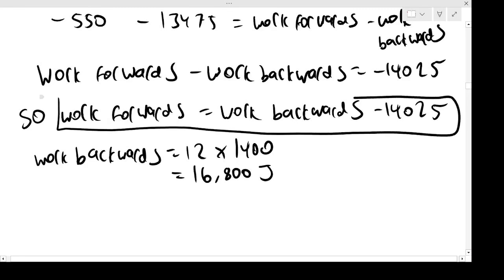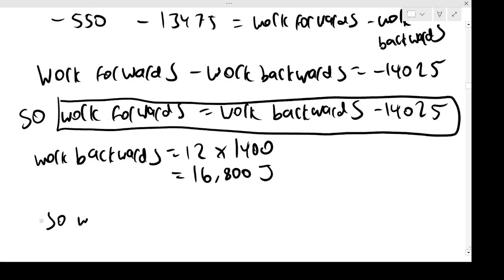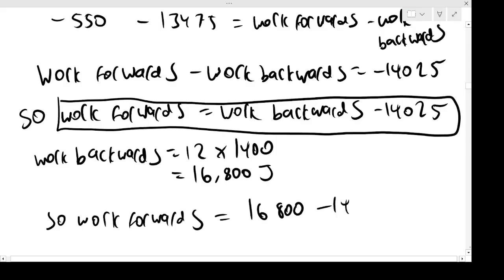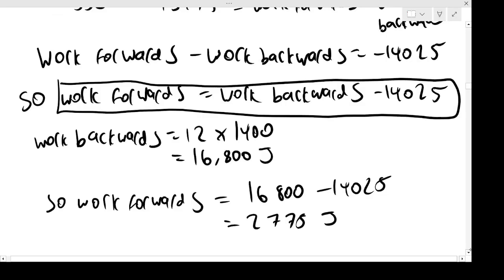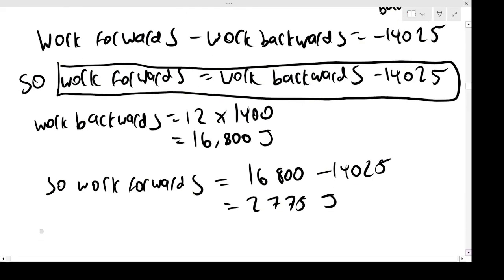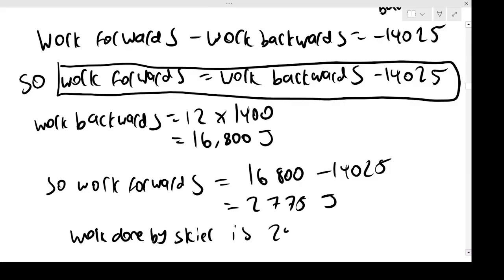So now we can simply substitute it into what we've got here. So the work forwards is going to be 16,800, take away 1,425. If we work that out, that's going to be 2,775 joules. So that is the work done by the forwards force, so that's the work done by the skier. The skier is providing the forward force, pushing the skier forwards. And so there we are.